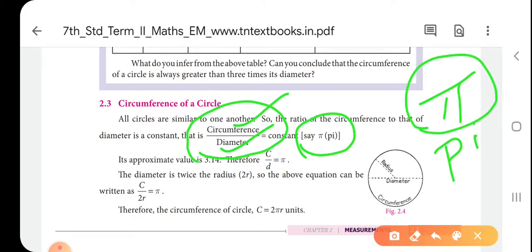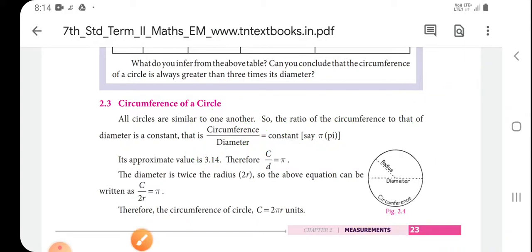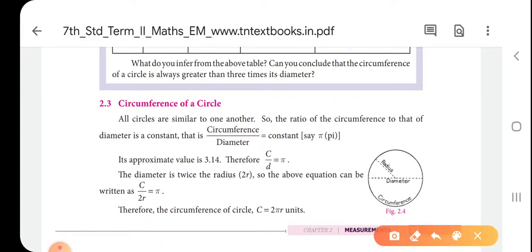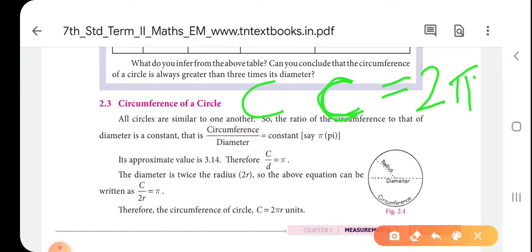Now, what is the formula for circumference? Generally we denote capital C for the circumference of the circle. Don't forget, C means the circumference of that circle. C equals, what is the formula? 2 times R pi. So 2 pi R. So 2 into pi value, that is constant, and R is the radius.